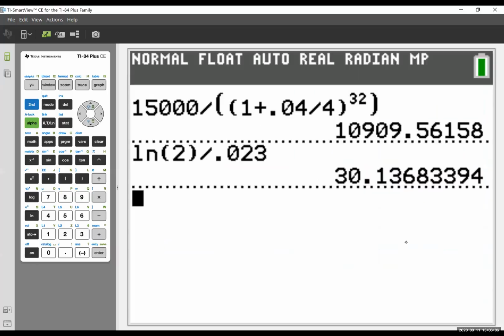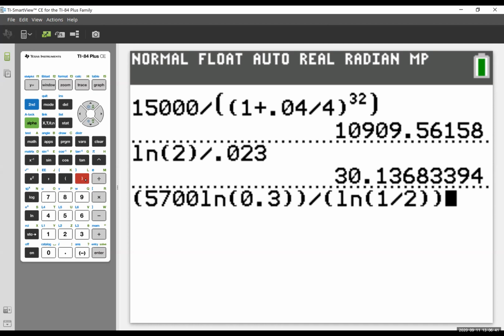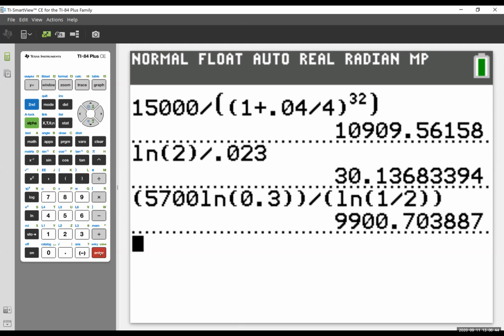So we should have, let's see, at 5,700, I think we're going to have a fraction, so I'm going to enclose this in parentheses. So 5,700 times the natural log of 0.3. So I'm closing the entire numerator. Now I'm dividing by the natural log of 1/2. You can use 0.5 if you like, but I'll just keep it exact. So I press enter, and then I get my number of years, which is quite a lot, but it makes sense when you're talking about an ancient artifact.